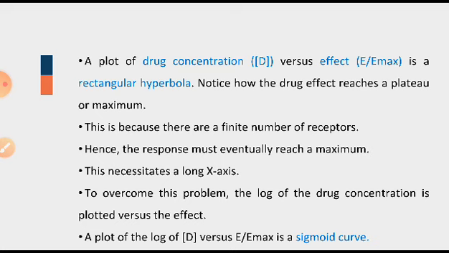So to overcome this problem, what happens? The log of the drug concentration is plotted versus the effect. So they are not drawing the dose of the drug against the effect, while they are drawing the log dose. So you can bring it under the graph. A plot of the log of D versus E is a sigmoid curve. So in place of a rectangular hyperbola, you will get a sigmoid curve, which will be easier to study.